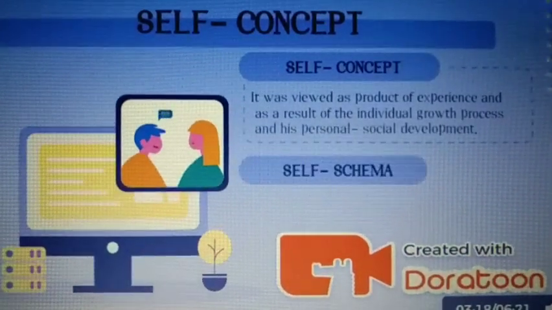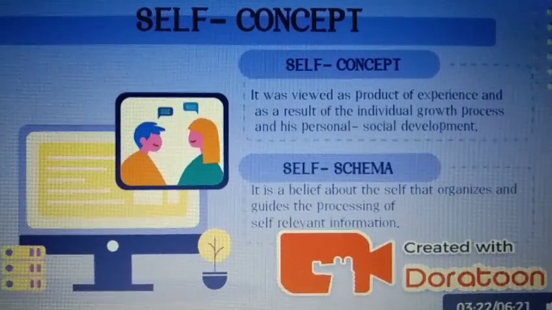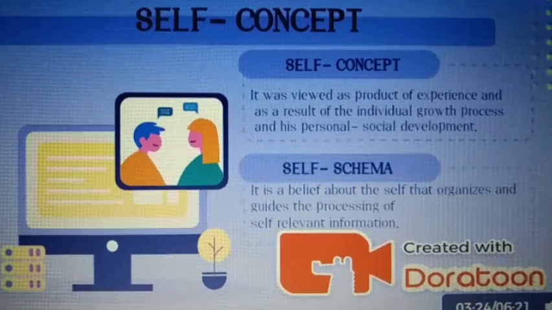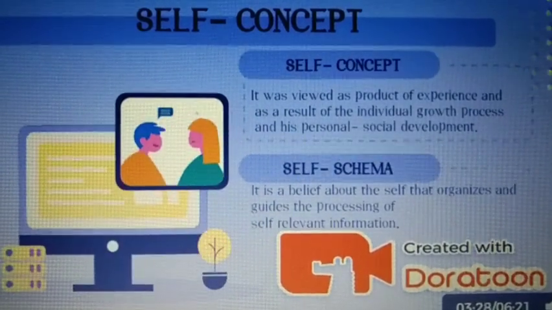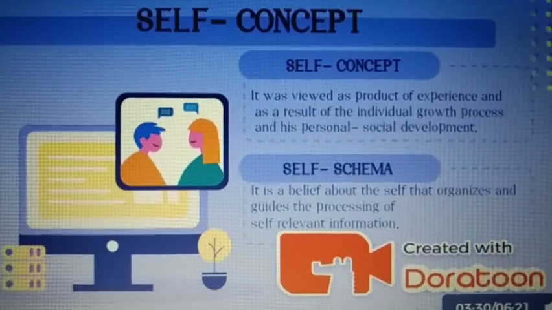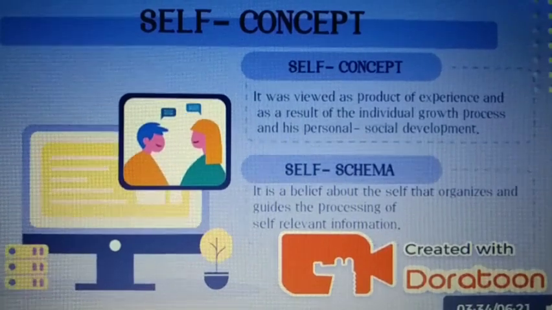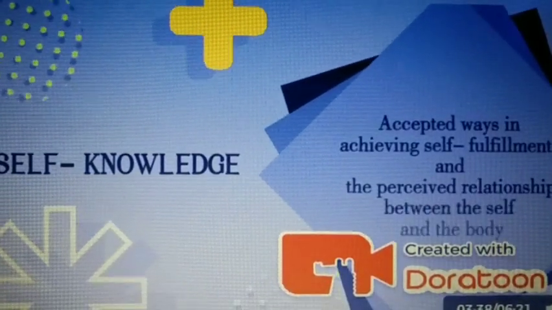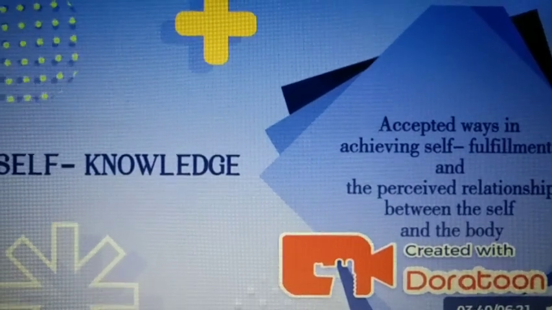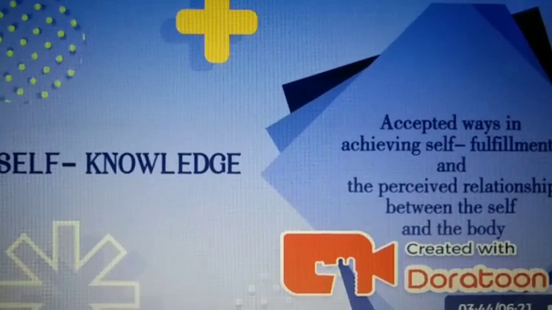Another is the self-concept. It was viewed as a product of experience and as a result of the individual growth process and his personal social development. Next is the self-schema. It is a belief about the self that organizes and guides the processing of self-relevant information. Secondly is the self-knowledge. It is the accepted ways in achieving self-fulfillment and the perceived relationship between the self and the body.